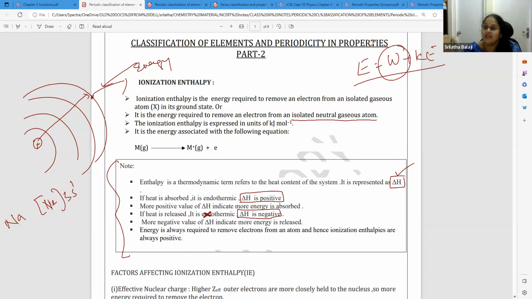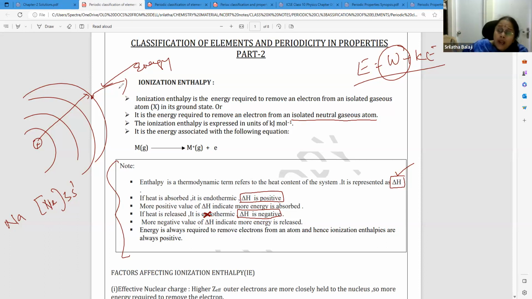Are you getting it? In your textbook, some questions will be there. Sometimes it will be given as the ionization enthalpy of sodium is so and so. That means the work function is that much. Is that clear? There we call it work function. Work function is nothing but ionization enthalpy. It's the energy required for the electron.